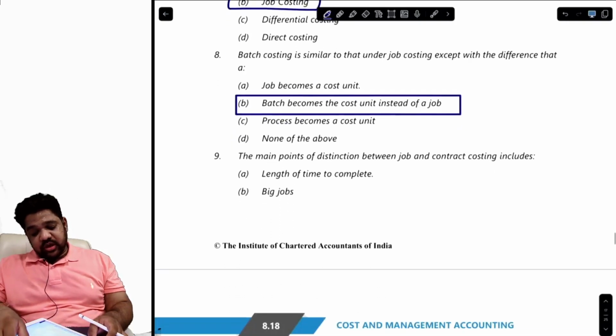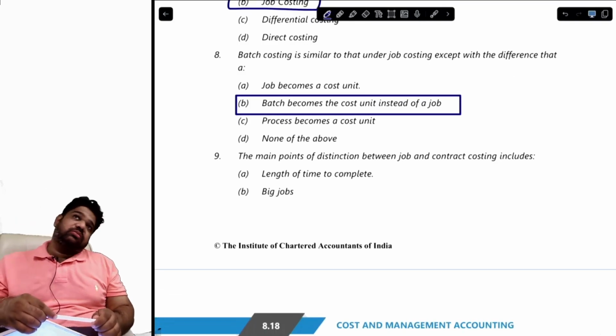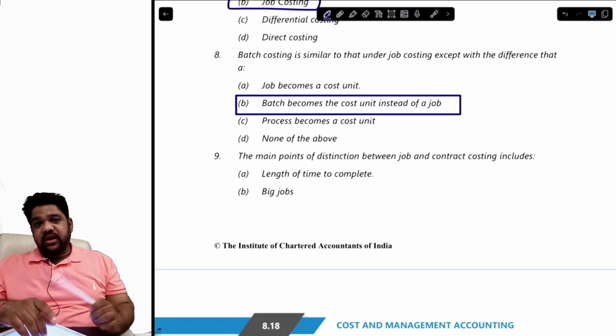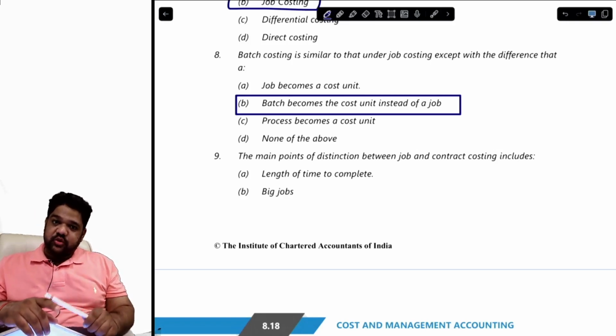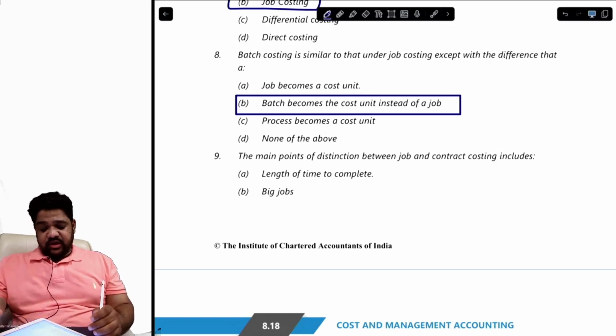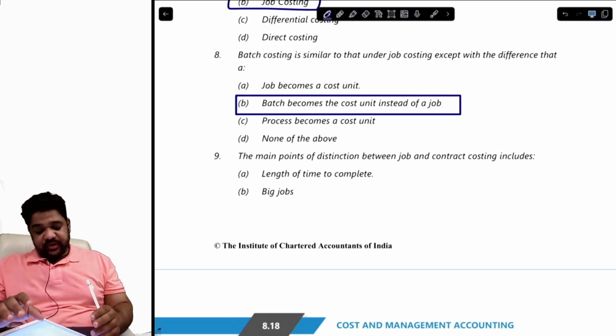The main points of distinction between job and contract costing. Quite honestly, you should not have this in your syllabus, because contract costing is not in your syllabus. Contract costing was actually used for construction industries, and is still used for construction industries. But we'll still try to make sense out of it.